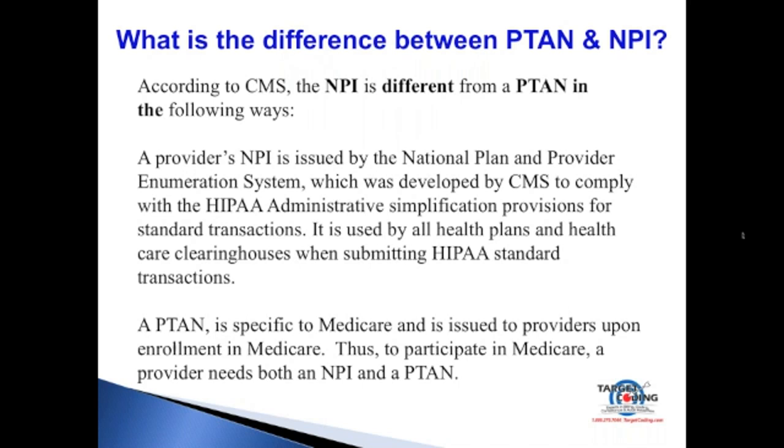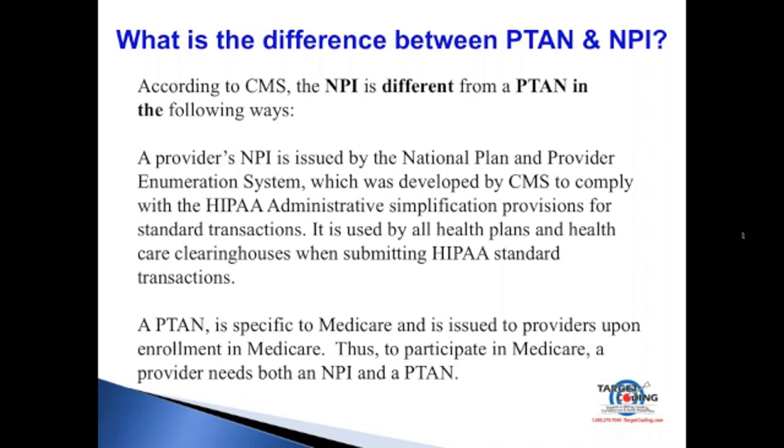So what's really the difference between having a PTAN and an NPI? Well, according to CMS, the NPI is different from a PTAN in the following ways. A provider's NPI is issued by the National Plan and Provider Enumerator System, which is NPPES, which was developed by CMS to comply with the HIPAA administrative simplification provisions for standard transactions. It is used by all health plans and health clearinghouses when submitting HIPAA standard transactions, like medical claims.